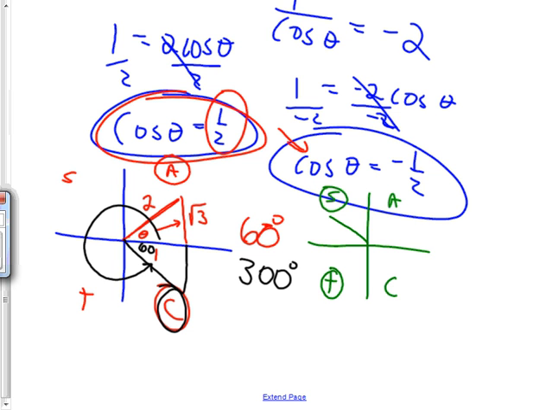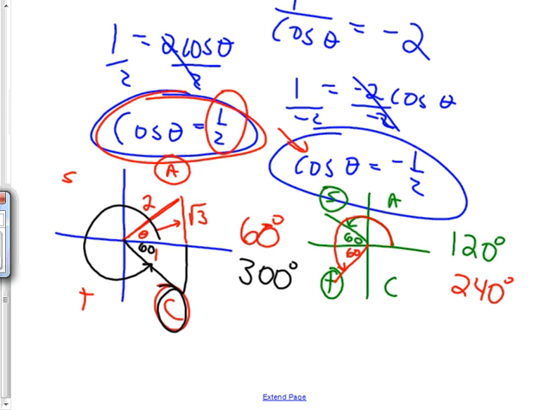So if I go over here and make the triangle, it's still got to be 60 degrees. But I wouldn't say 60, I'd say this angle right here, which is going to be 180 minus the 60, which would be 120. And then over here is the last one, and that's 60, so that's 180 plus 60, which would be 240. So we've got 60, 120, 240, and 300 for that one.